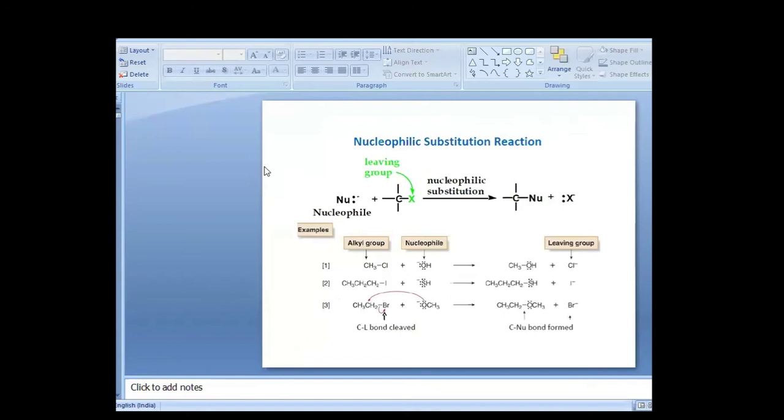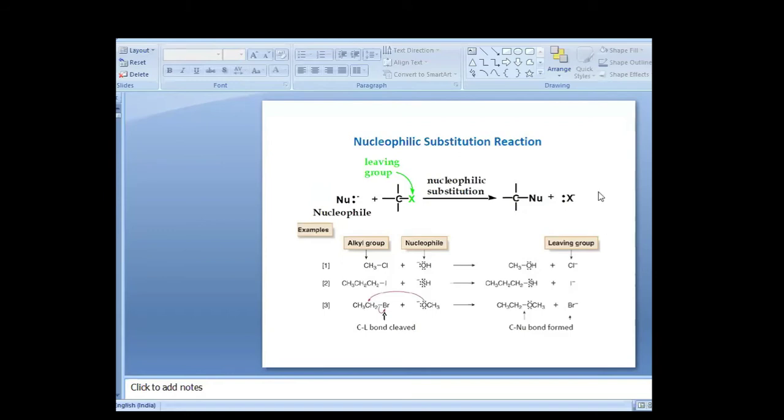What is a nucleophilic substitution reaction, or nucleophiles and electrophiles? Nucleus-loving groups are nucleophiles. Electrophiles are electron-loving groups. So nucleus-loving groups, we will call them nucleophiles.